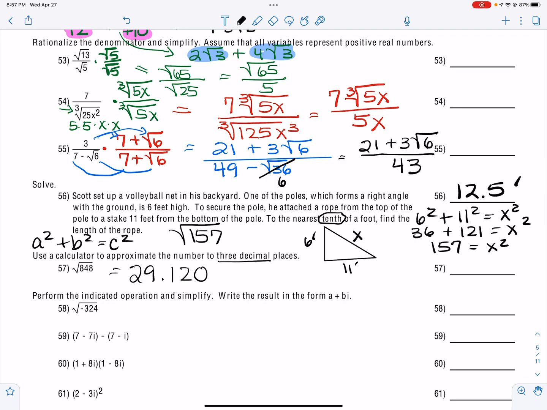And that will finish up the part with radicals and rational exponents, and then we're going to do another video on the imaginary.